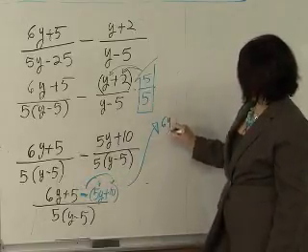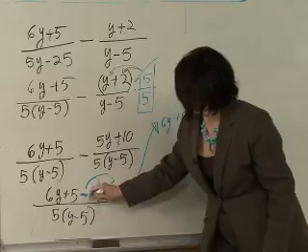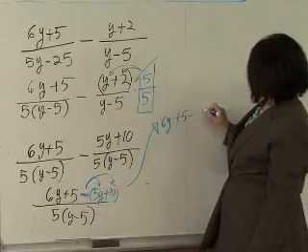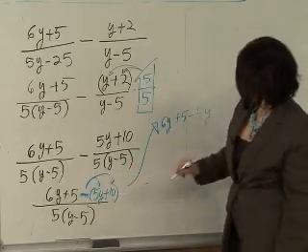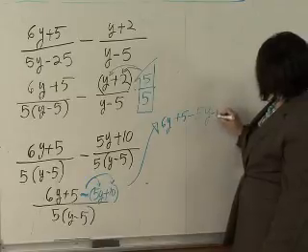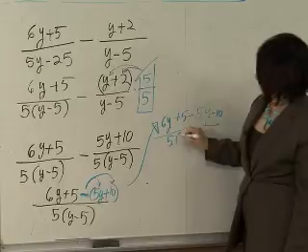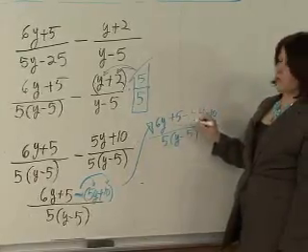So I have 6y plus 5, and here just like I'm distributing a negative 1, so negative 1 times 5y is negative 5y. And negative 1 times 10 is negative 10 over the LCD, which is 5 times y minus 5. And I'm going to simplify the numerator.